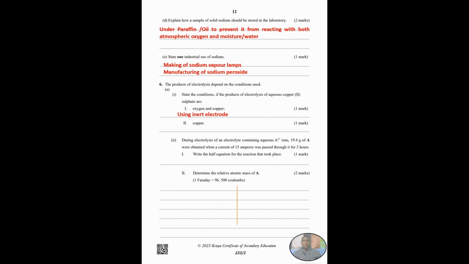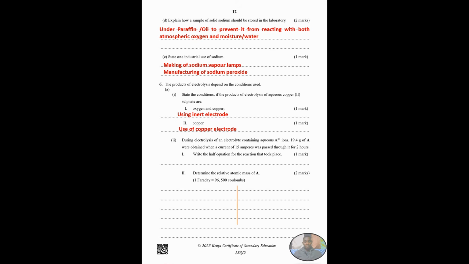What about a case where at both cathode and anode we end up obtaining copper? This is when we use copper electrodes both at the anode and at the cathode. So those are the factors being considered: use of active electrodes, that is copper electrodes, at both the cathode and the anode.